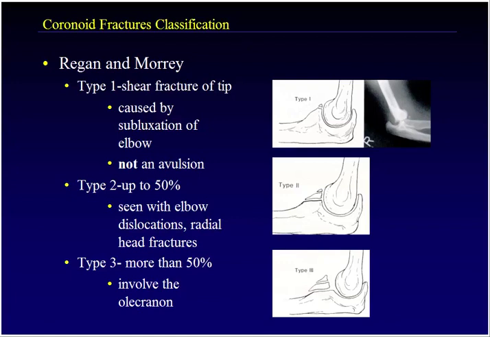A type 1 is just a shear fracture. That's caused by subluxation of the elbow and does not represent avulsion. Type 2 fractures can involve up to 50% of the coronoid process. Those are seen with elbow dislocations and radial head fractures. And type 3s are much more significant involvement and actually extend into the olecranon process itself, and those can be very unstable.